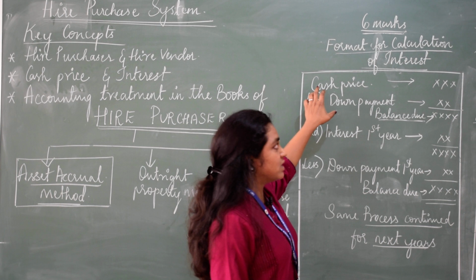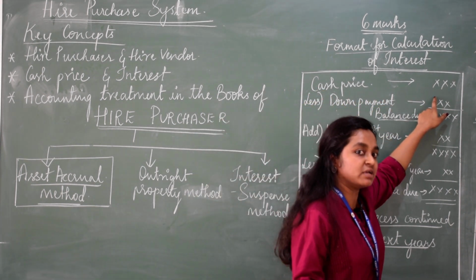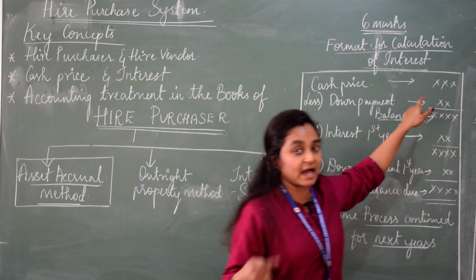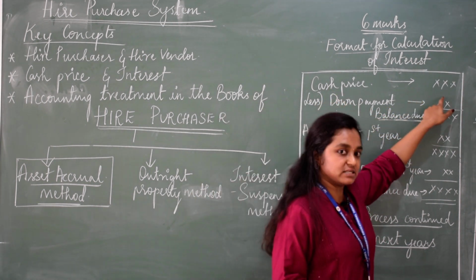The first thing that you will record in the format is the cash price. Cash price will already be given in the question and the hire purchase agreement as well. So directly you can take the cash price here.